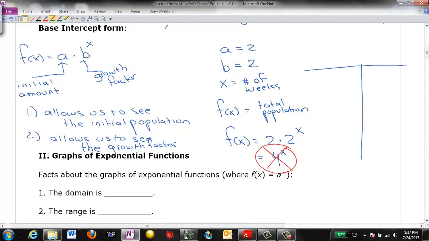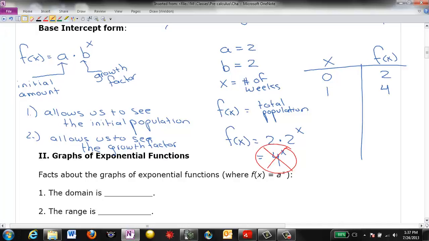I always like to look at a table. So we're going to have our inputs, we're going to have our outputs here. So there's x and there's f of x. At the beginning of our experiment, as we're analyzing this population, we know 0 weeks have passed by. This is the initial starting point, 0. And at 0, we said that we were going to start with a population of 2 rabbits. 1 week passes by, and I said every time a week passes by, our population is going to double. So we would expect f of x to go to 4, because we're doubling our population.